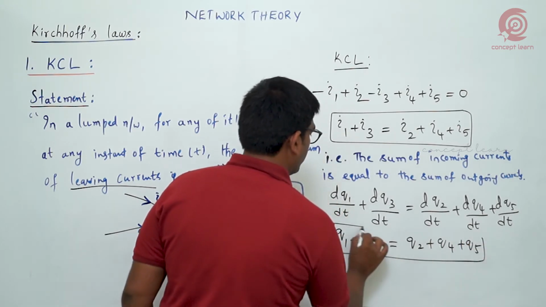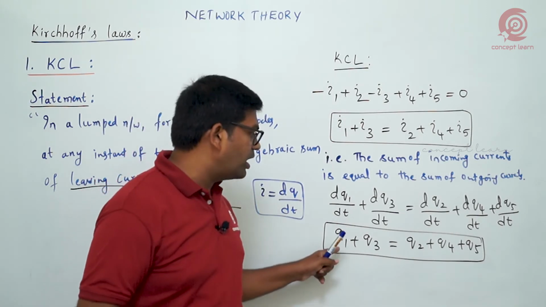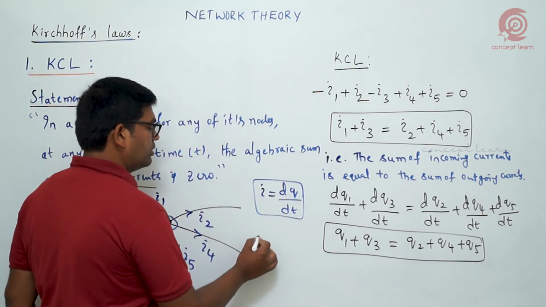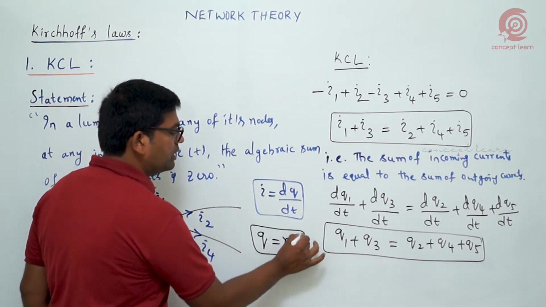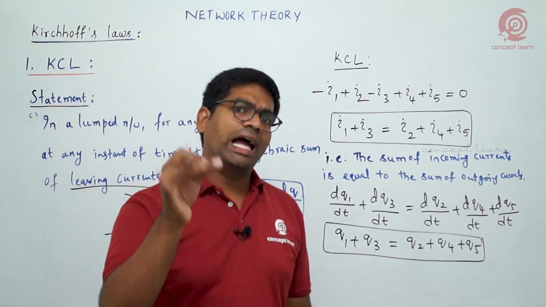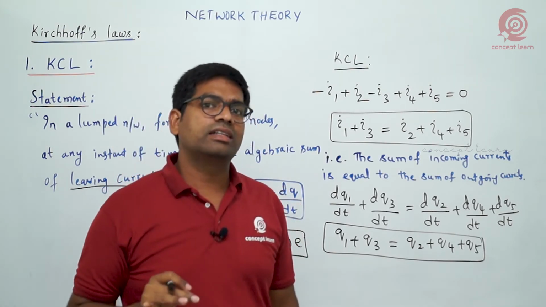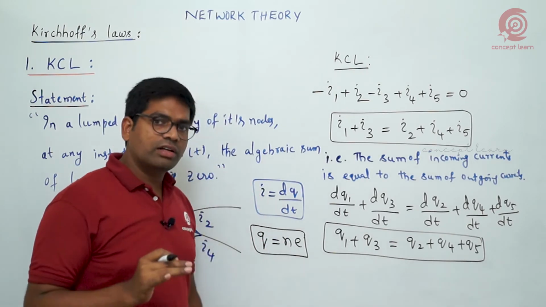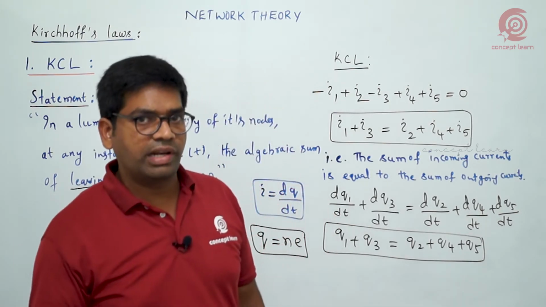So what is the observation from here? At a node, at any instant, the sum of incoming charge is equal to the sum of outgoing charge. And one more observation: you can replace charge, which is nothing but N into e, where N is the number of electrons and e is the electron charge. Each and every electron has the same charge. What is the electron charge? 1.602 into 10 power minus 19 coulombs. That is the same for every electron. Only the number of electrons in the corresponding branch will change the charge in that branch.